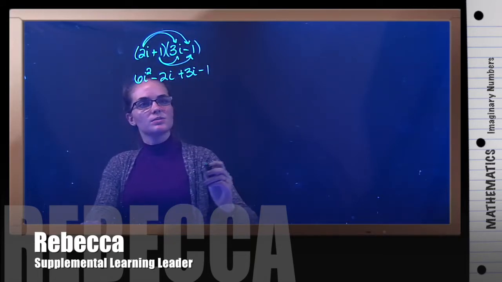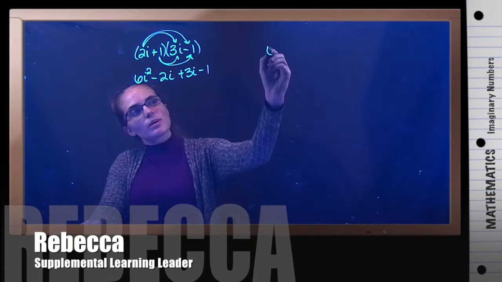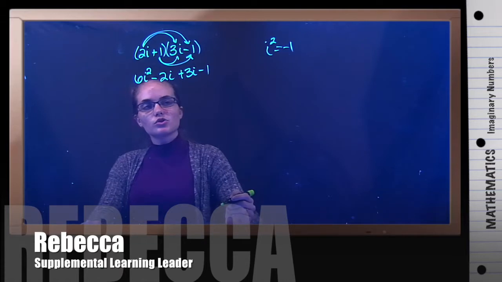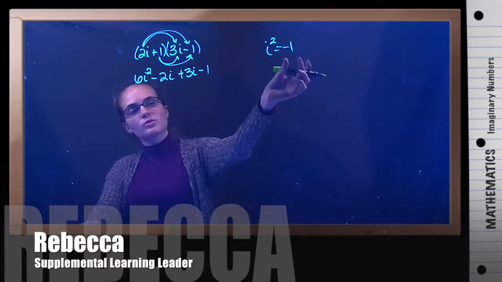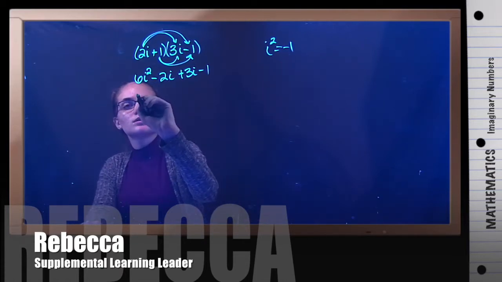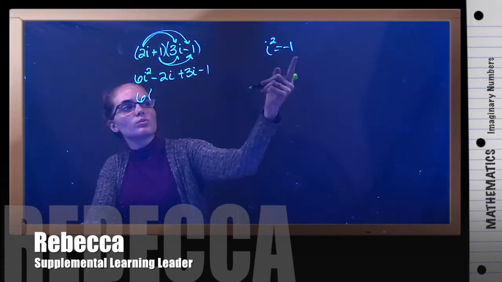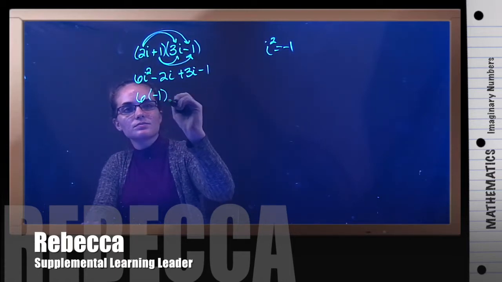And now you want to simplify everything. Something to remember is that i squared is always equal to negative 1. So anytime you see an i squared, you have to replace it with negative 1. So 6 times our i squared, we're going to replace with negative 1.